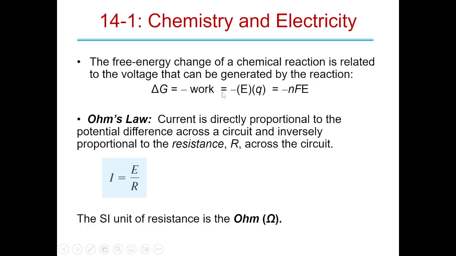So this right here is how that works out. Notice delta G is already a negative number, which makes it spontaneous. And so it's negative work, negative E times Q. That can be substituted in for the E times Q right here. There's the E term, this is the Q term. And that's Faraday's constant, that's your moles, that's your voltage.